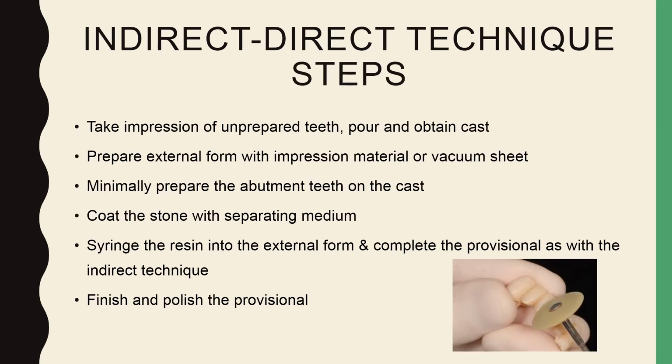The steps for the indirect-direct technique start by taking an impression of the unprepared teeth, pouring it, and obtaining a cast. After that, the external form is prepared with impression material or vacuum sheet on the same cast. Minimal preparation of the abutment teeth is done on the cast to provide space for creating the shell temporaries. The stone is coated with separating medium, and the resin is syringed into the external form to create the shell temporary, which is completed in the same way as with the indirect technique. Finishing and polishing of the provisional restoration is done at the end.